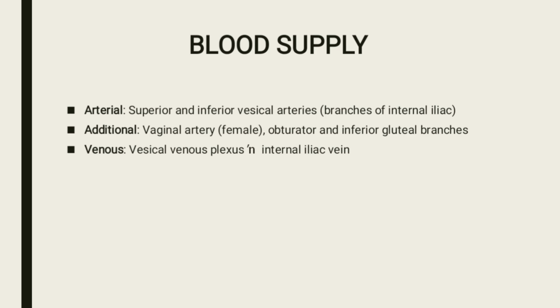Then we will study the blood supply of the urinary bladder. The urinary bladder receives blood mainly from the superior and inferior vesical arteries, both branches of the internal iliac artery. In females, the vaginal artery also contributes. Venous drainage occurs via the vesical venous plexus into the internal iliac vein.